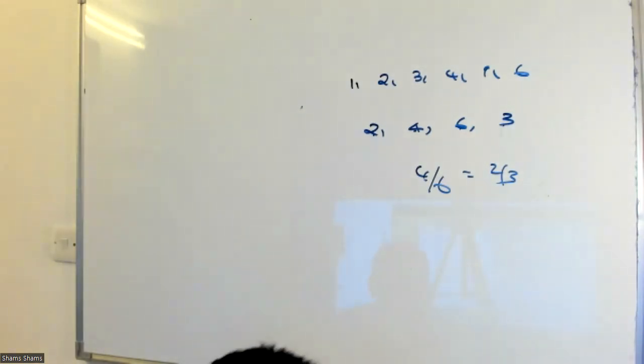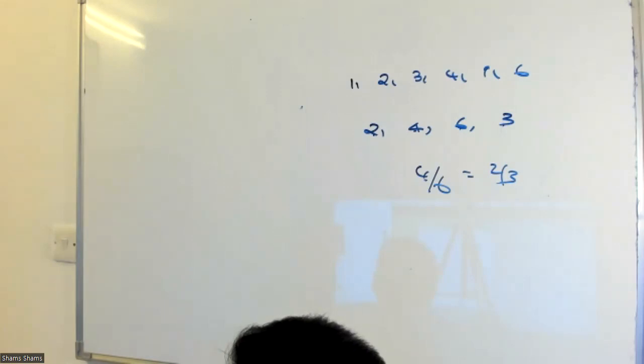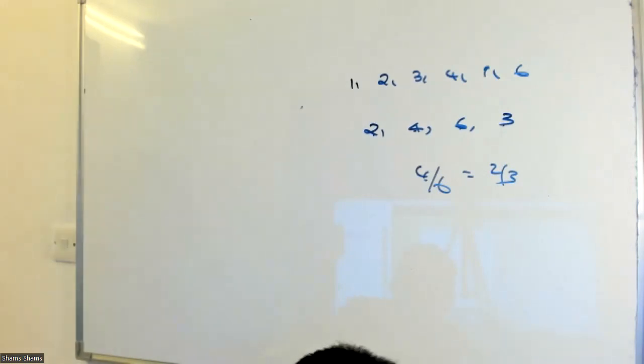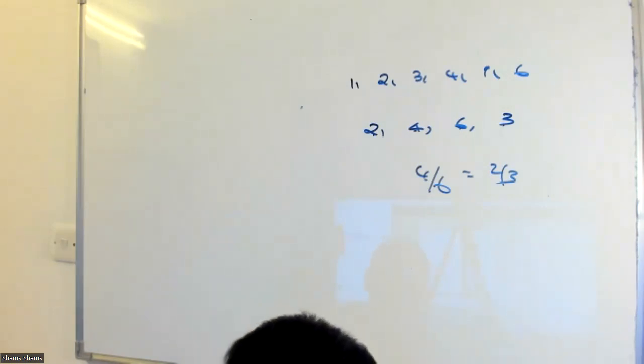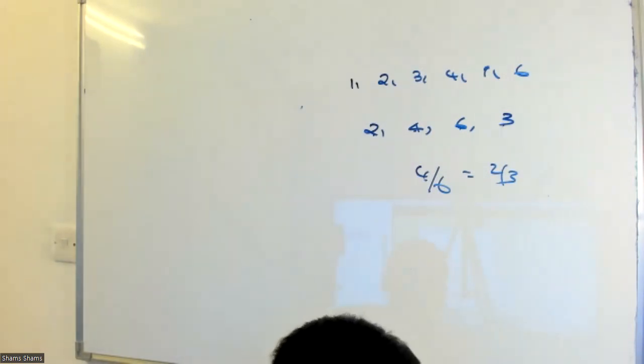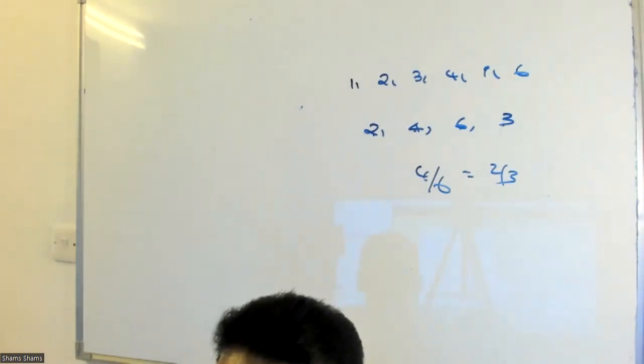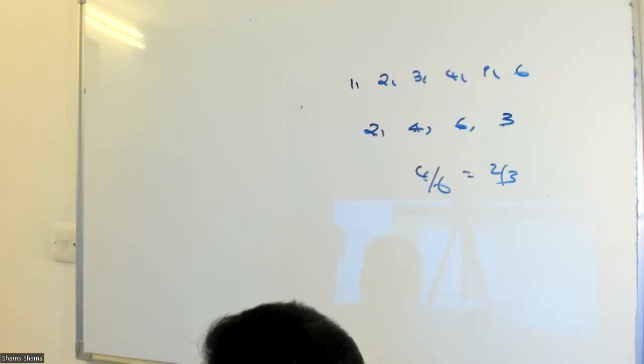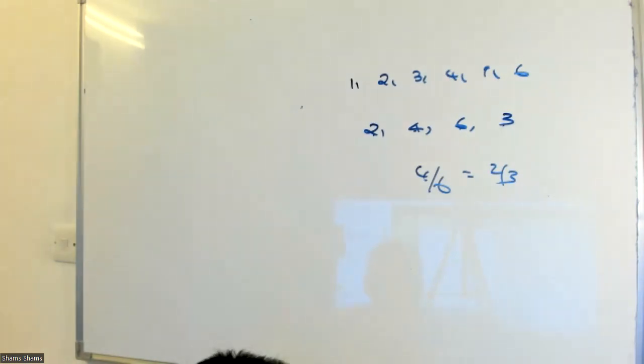Next one, an odd number. What is the odd number? 1, 3, 5. So how many numbers? 3 by 6. Correct? Yes, sir. Don't write only the answer. You should write full details.